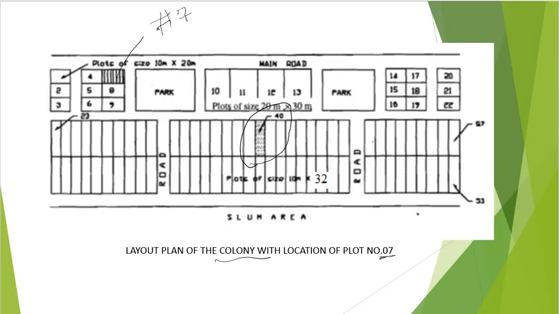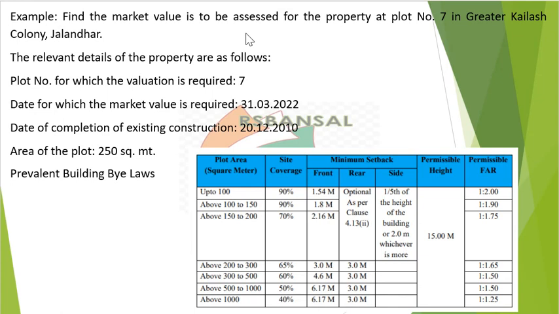So by comparing these two plots, we will calculate the value of the land. How we will compare them, we will see. See what the data given to you are. Find the market value of plot number 7 in Greater Kailash Colony, Jalandhar. The following data is given to you.